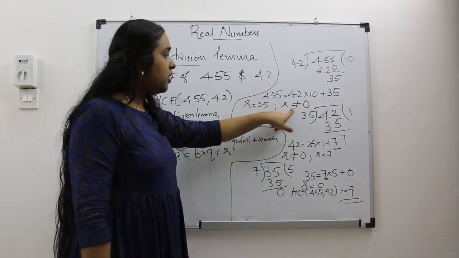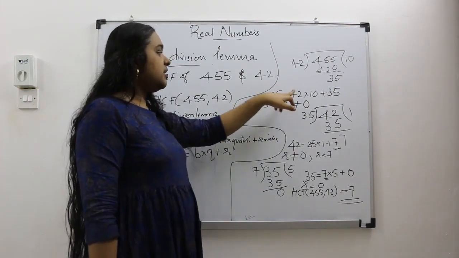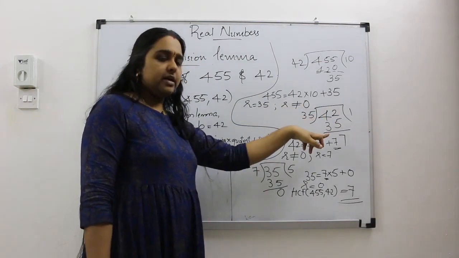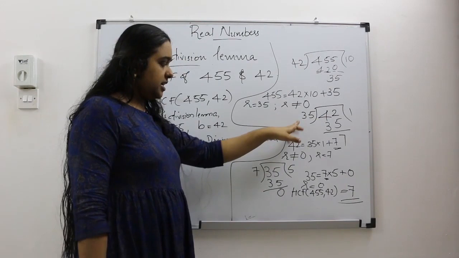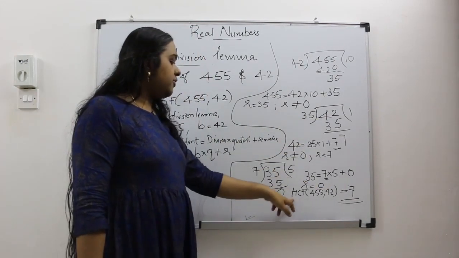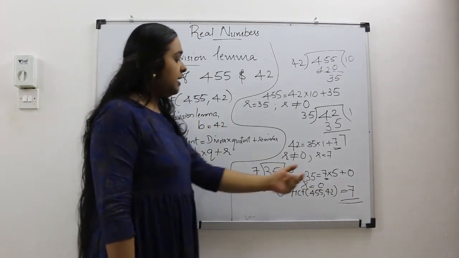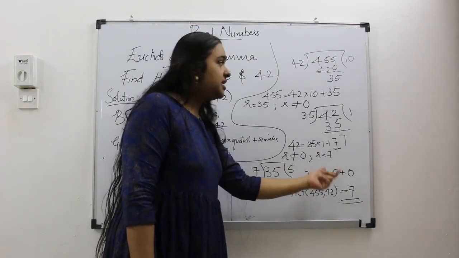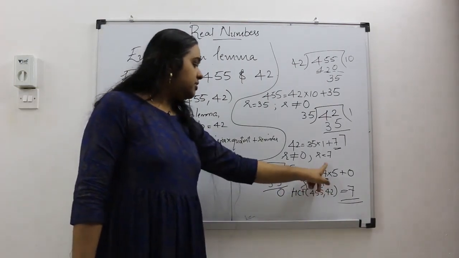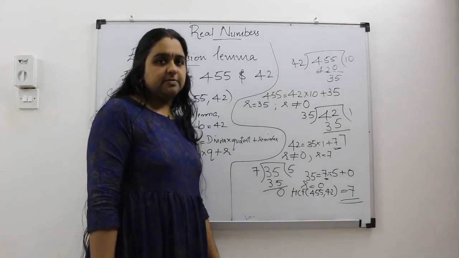If the remainder is not equal to 0, we have to continue the division again by taking the divisor and the remainder as A and B, that is dividend and divisor, until we get remainder equals 0. Then if the remainder is 0, what will be the HCF? HCF will be the B term. B term means the divisor. As per our equation, A equals B into Q plus R, this B will be the HCF of those two numbers.